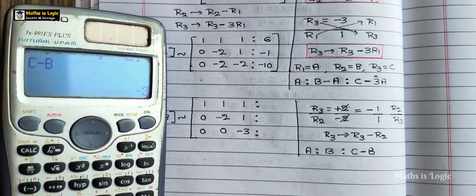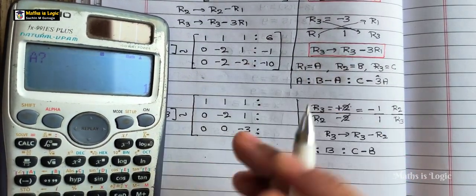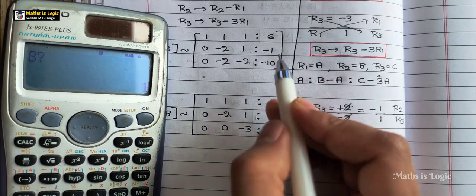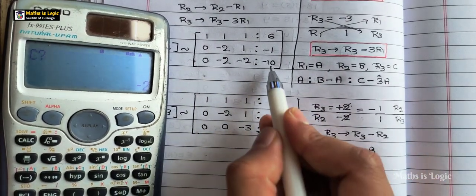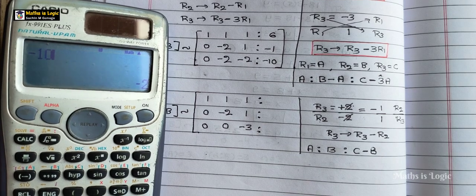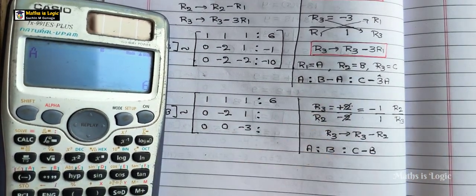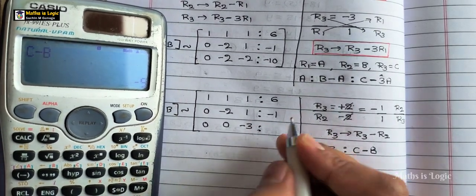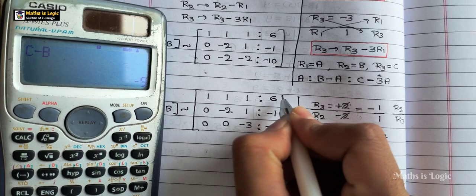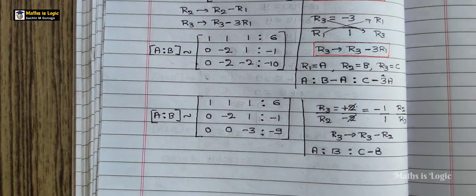Next again equals sign. A is 6, B is minus 1, C value is minus 10. Therefore A becomes 6, next becomes minus 1, again press equal, last value becomes minus 9. Correct? Minus 9.